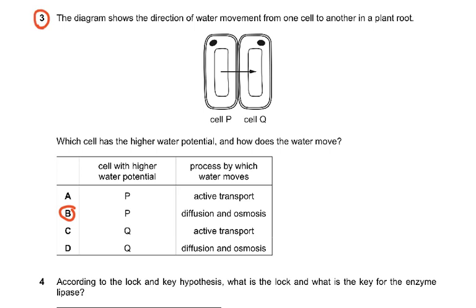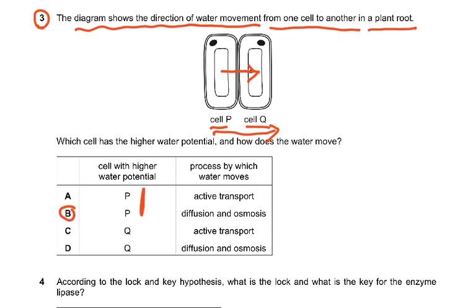Question 3. The diagram shows the direction of water movement from one cell to another in a plant root. So we have cell P and cell Q, and you see the movement of water is across in this direction from cell P to cell Q. So the cell with a higher water potential had to be P because the direction is P to Q. So it would either be in A or B.